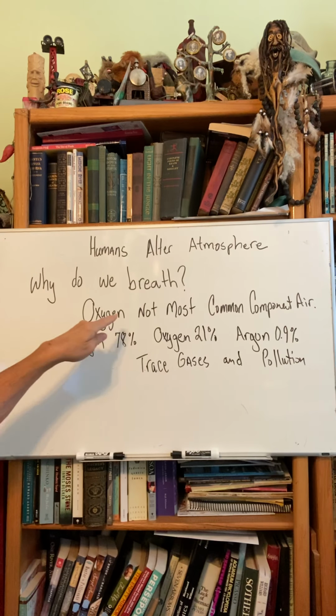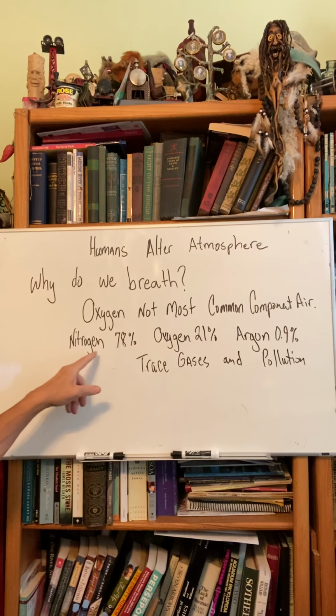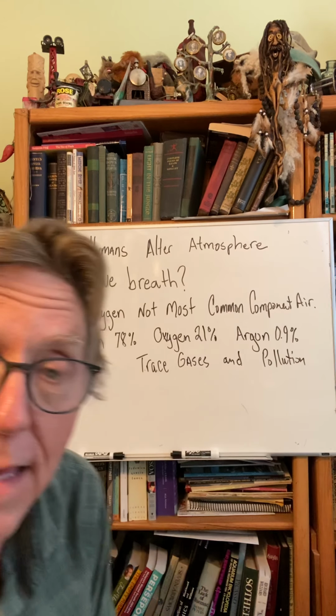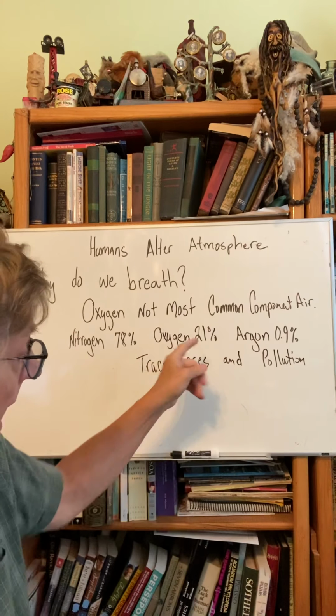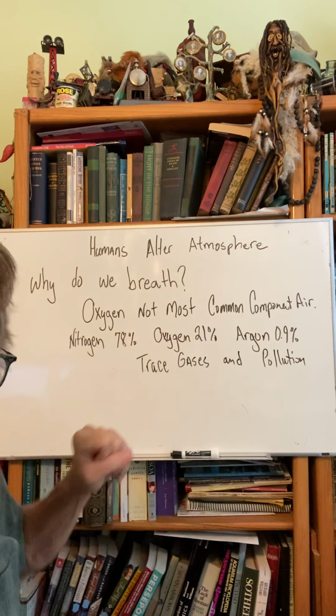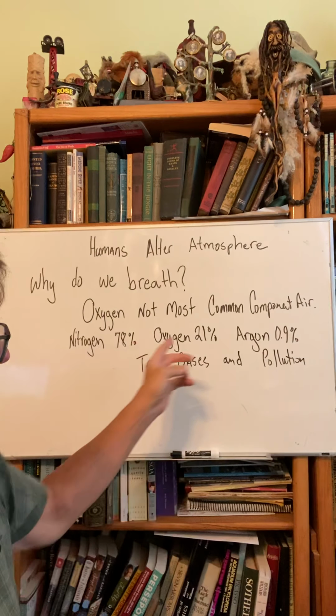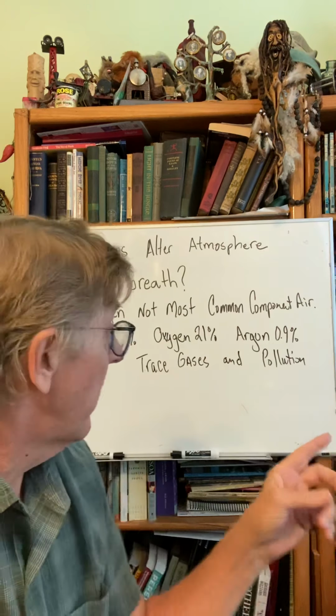Another interesting point: oxygen is not the most common component of air. The main thing that is present in air is nitrogen, then oxygen, and then argon. So 78%, 21%, that brings us to 99%. 99% of the air is nitrogen and oxygen. And then we have argon, which is a little bit under 1%. And so that brings us to 99.9%. And then we've got all that other stuff.